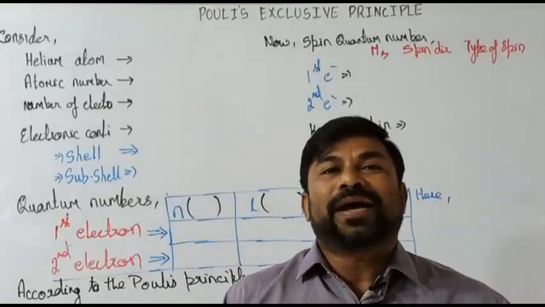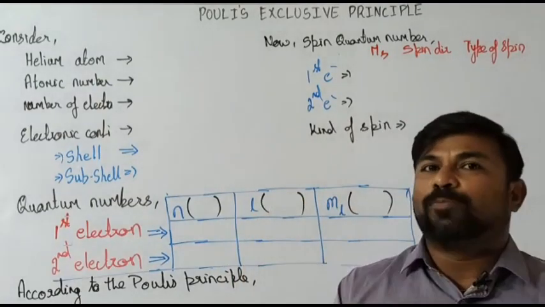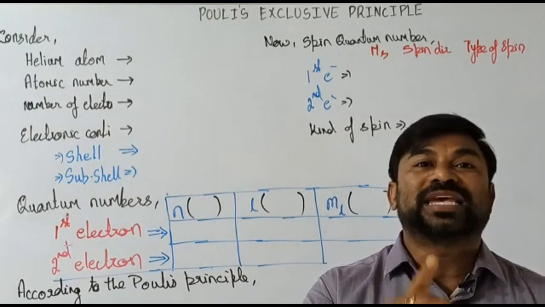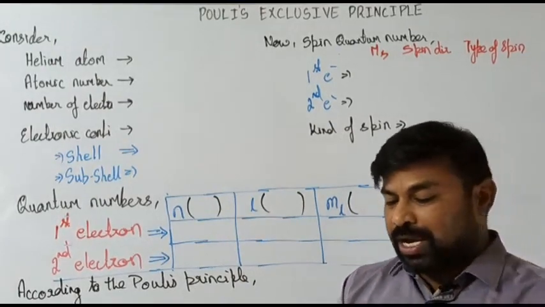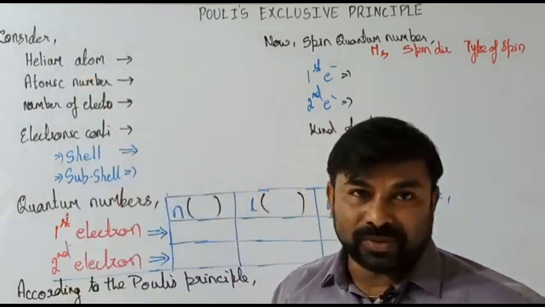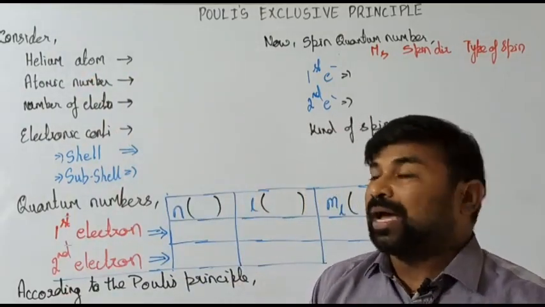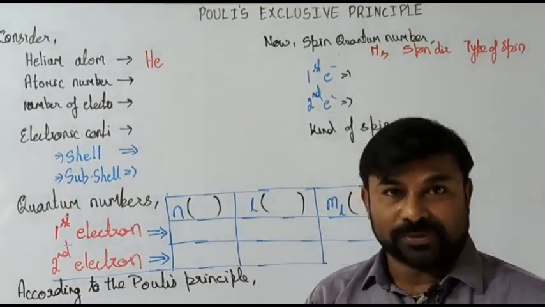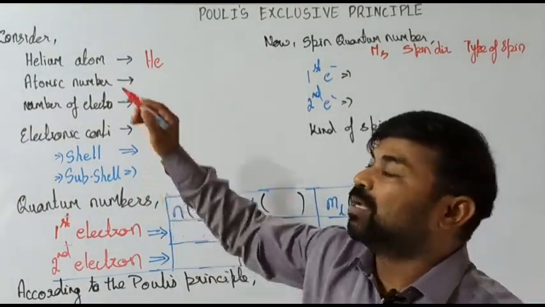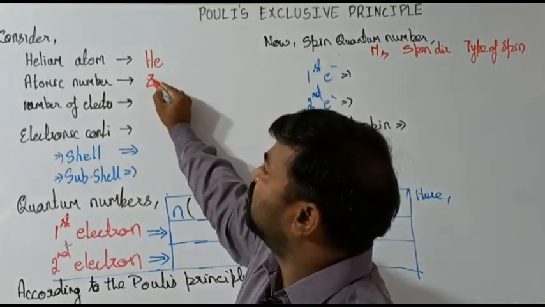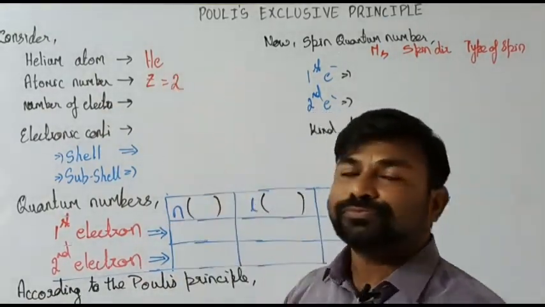Well, let's come back to the video now with the help of an example verifying Pauli's exclusion principle. The example I have taken is the helium atom. You know the helium atom, the symbol is He. What's the atomic number of helium? The atomic number Z is equal to 2.